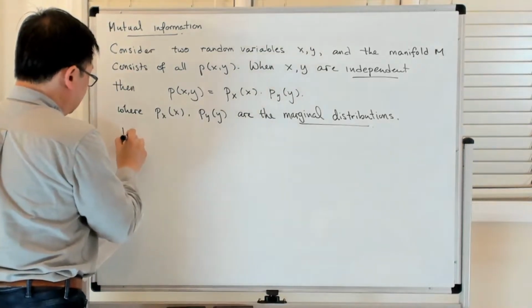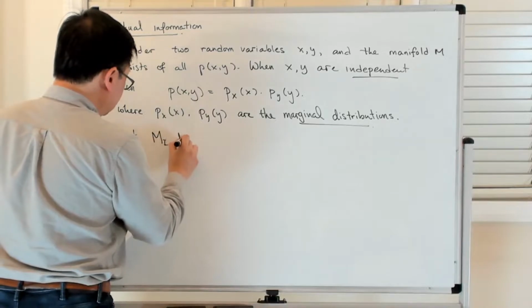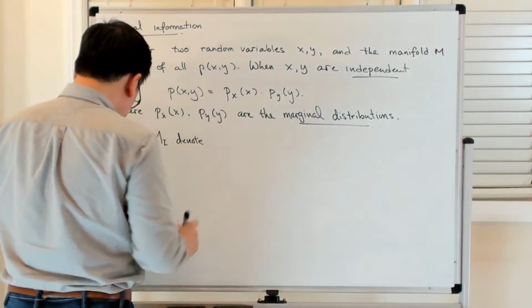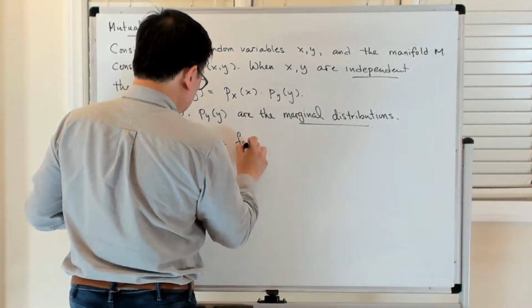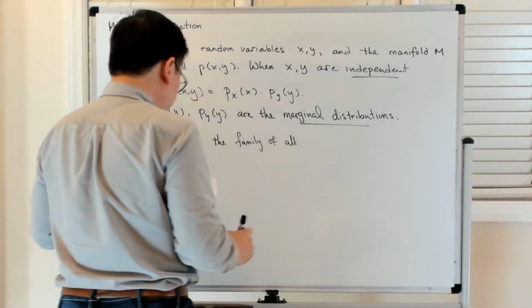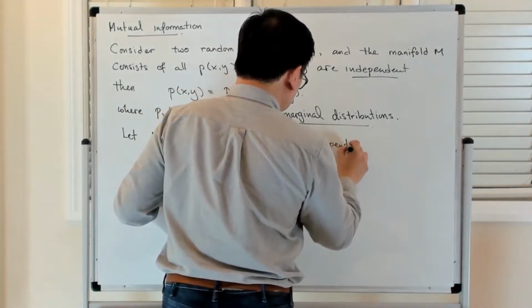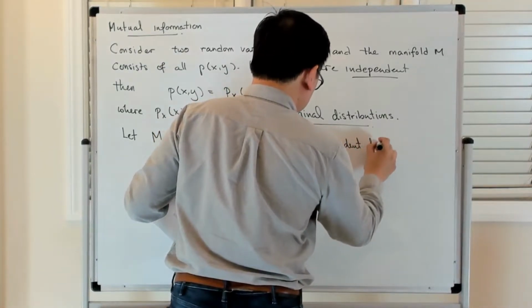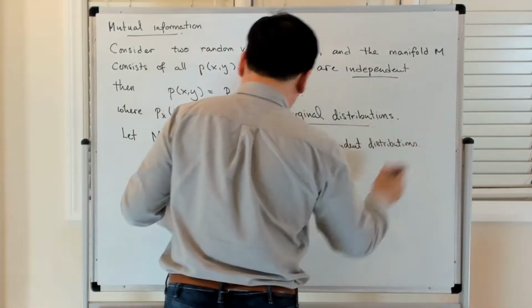So let M_I denote the family of all independent distributions.